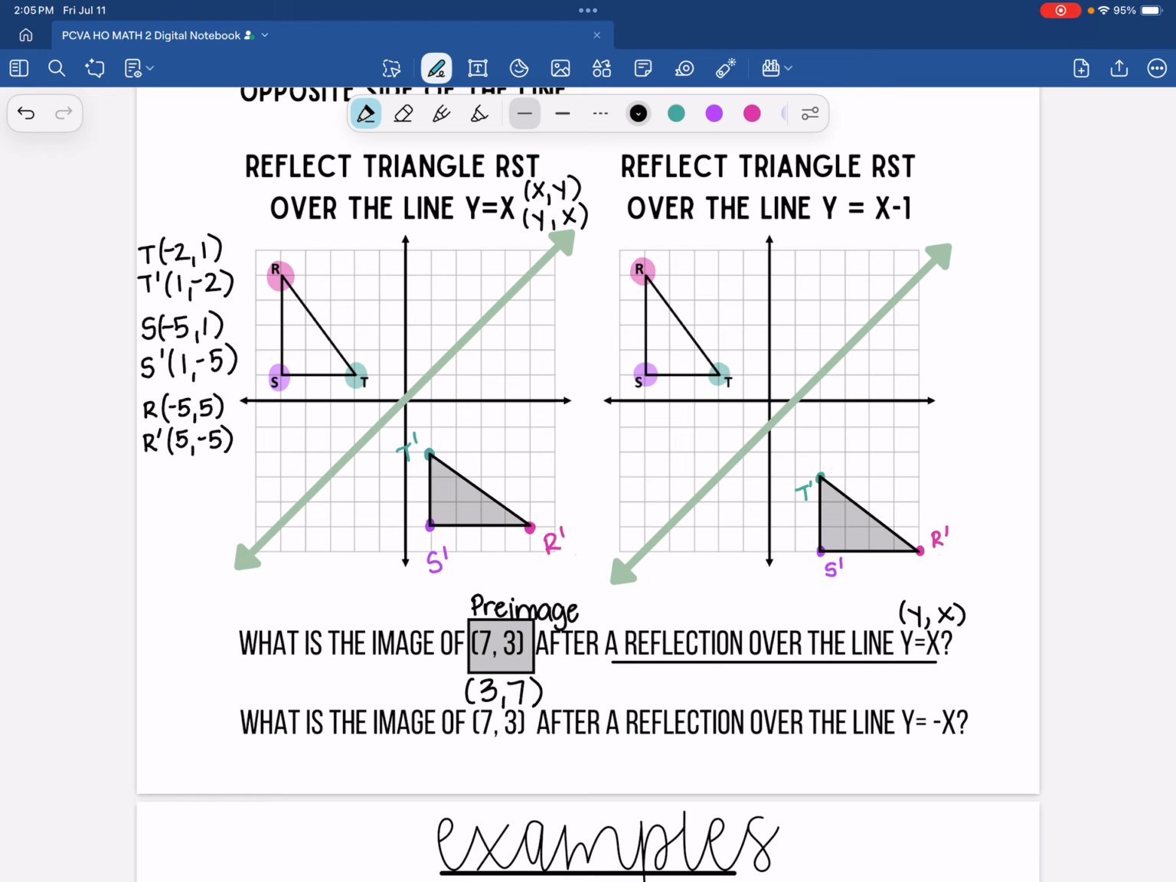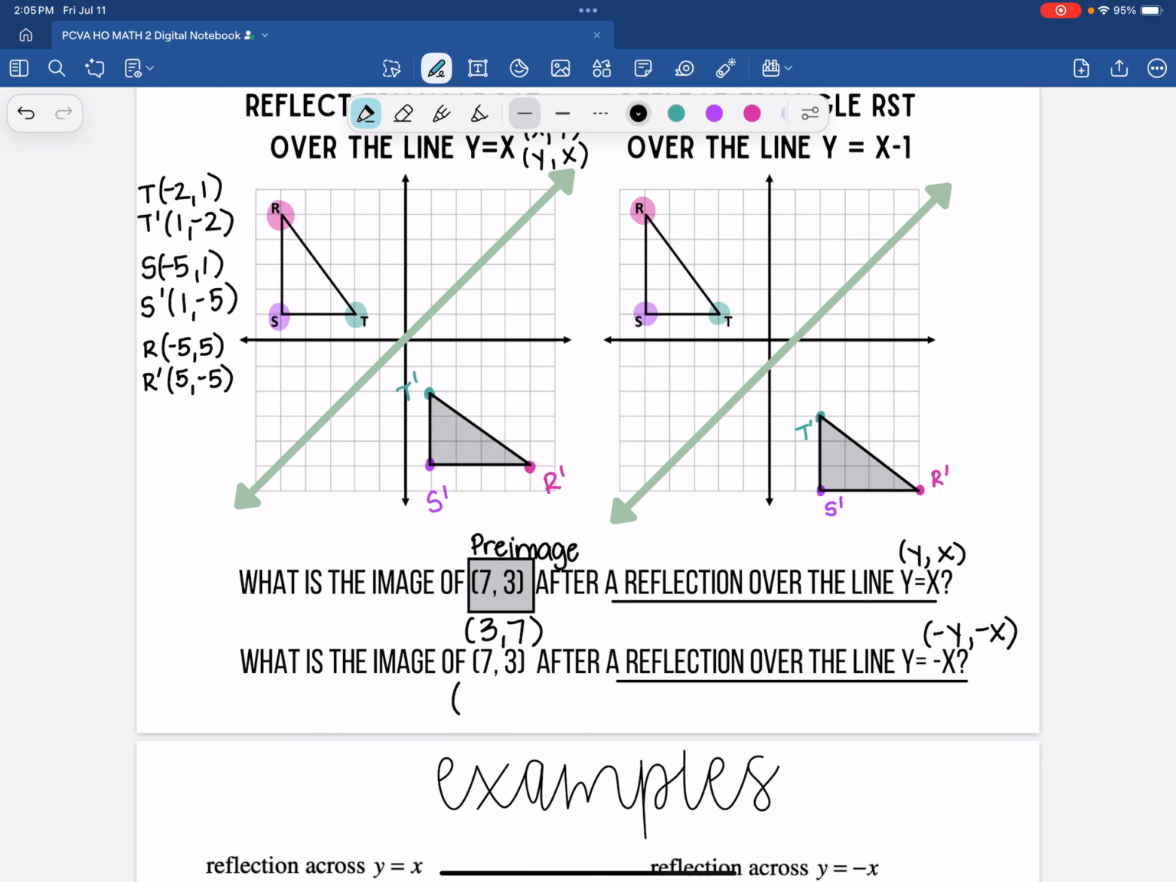This one has the same pre-image, but this time they want us to reflect over y equals negative x. The rule for that one is you still flip your x and y, but this time you inverse it and use different signs. So that's going to become (3, 7), but I'm going to make them both negative. Now, one thing I will say: let's say I give you the point (-3, 7). If I do that same reflection, it becomes (-7, 3). So if it is negative, it becomes positive. If it's positive, it becomes negative. Just keep in mind that it's not just that it becomes negative, it's an inverse: positive to negative, negative to positive.